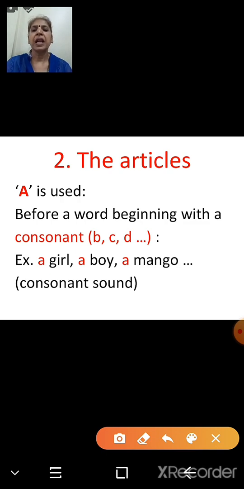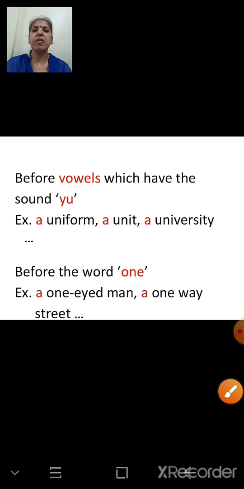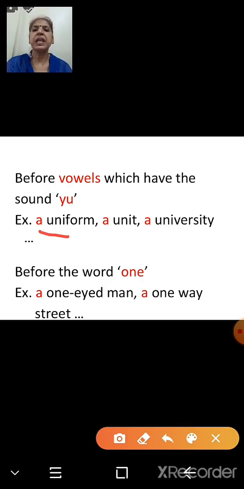Now we also have to keep in mind words beginning with a consonant sound. Let's see what a consonant sound is. Before vowels which have the sound Y-U, for example, a uniform. Uniform is beginning with U. U is a vowel, but when you pronounce it, it is Y, U. So we use a, not an, a uniform. Similarly, unit, beginning with U, but when you pronounce it, it is Y, unit. And university, similarly, beginning with vowel U, but the sound is Y, U. So these are the words with a consonant sound. Whenever we use A, we have to see the consonant sound.